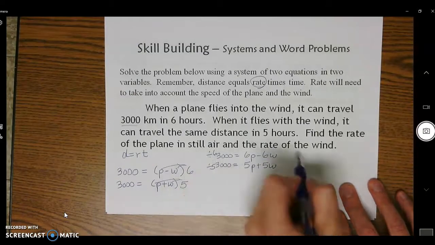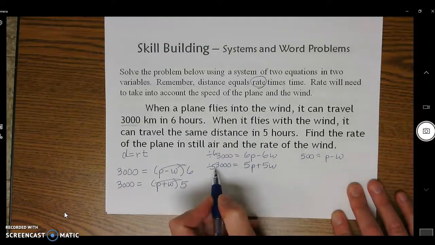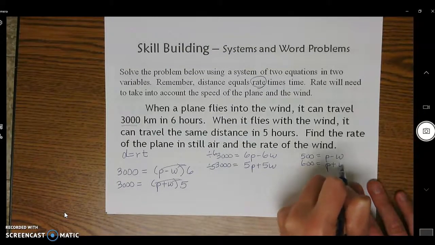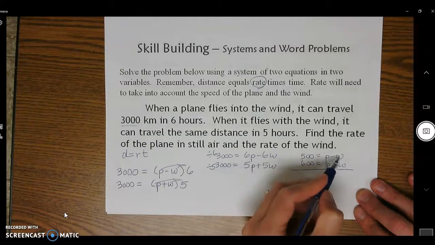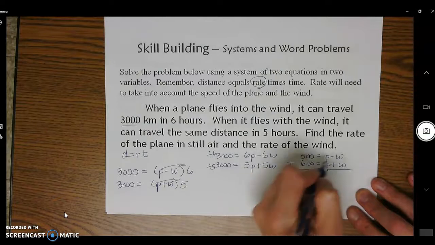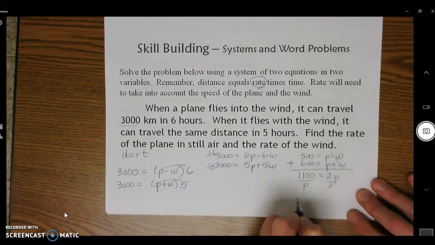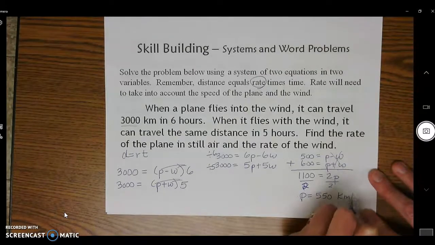So 3,000 divided by 6 is 500 equals p minus w. And this one, 3,000 divided by 5 is 600 equals p plus w. All right. I could solve and get a variable by itself, but I'm noticing here that I have a minus w and a plus w. So I can just add these up, and when I do that, the w's go away. So 1,100 equals 2p, divided by 2. So the plane is traveling at 550 kilometers per hour.